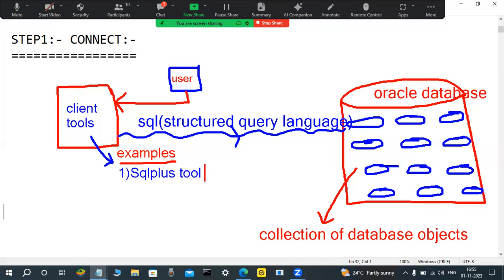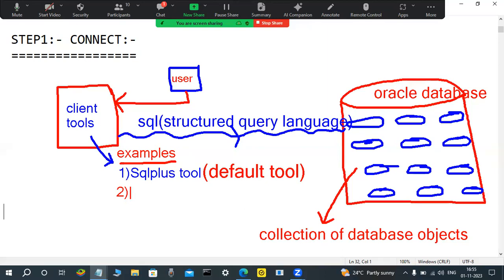Whenever we are installing Oracle software, automatically Oracle Corporation provides this tool only. That's why this is a default tool. Now, explicitly some other tools are also available. Suppose anybody is working in a company, many companies provide explicit tools, which are installed separately. Those are not default tools.